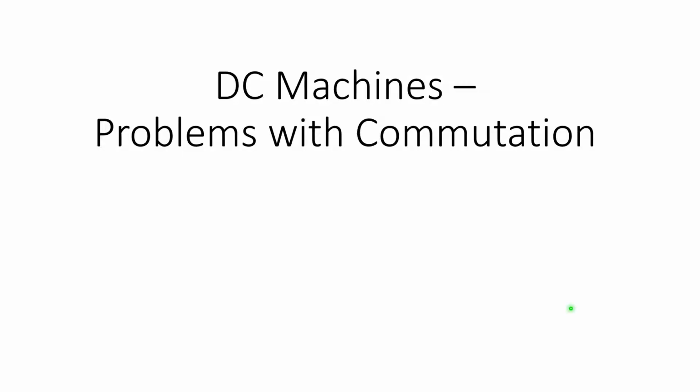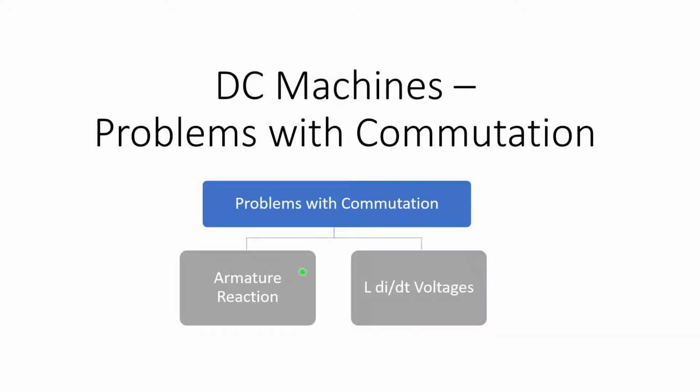Hello, this video will be looking at DC machines and in particular problems with commutation. As we've learned before, commutation is the process where the commutator switches contact with the brush in order to maintain a DC voltage in the DC machine. Problems with commutation are divided into two, which are armature reaction and L di/dt voltages.